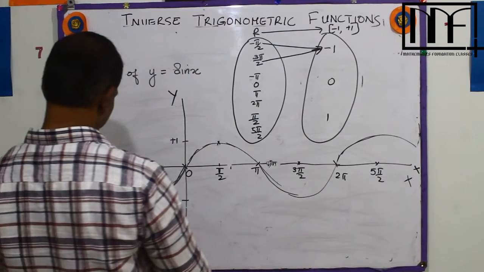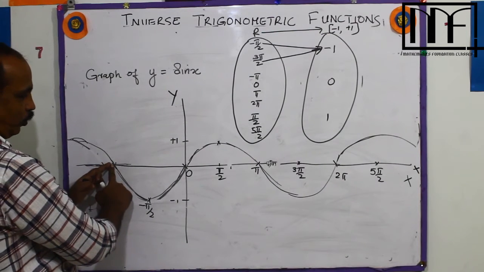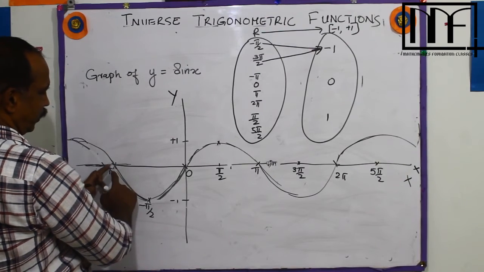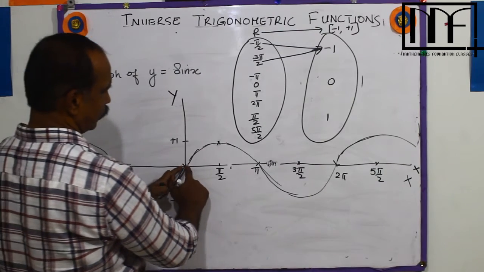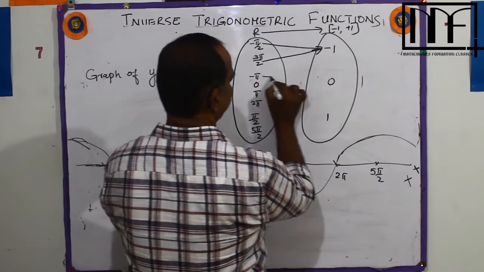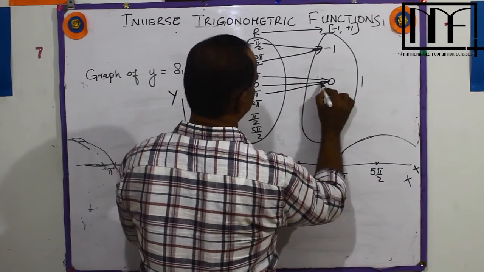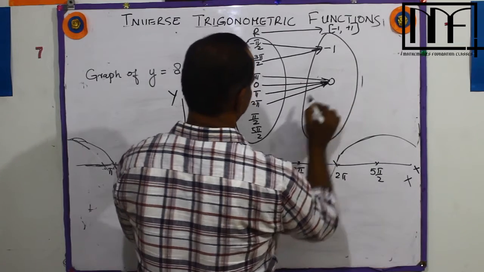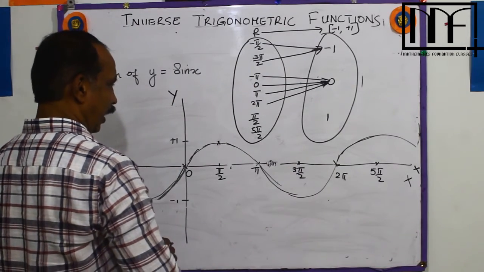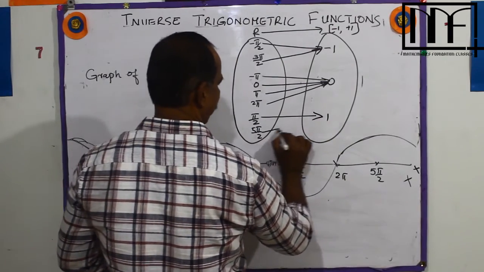Similarly, sine negative pi is equal to 0. Sine 0 is equal to 0. Sine pi is equal to 0. Sine 2 pi is equal to 0. Therefore, these are all values connected to 0. The image is 0 here. This is clearly a many-one function. Again, sine 90 degree is equal to 1. Again, sine 5 pi by 2 is 1.